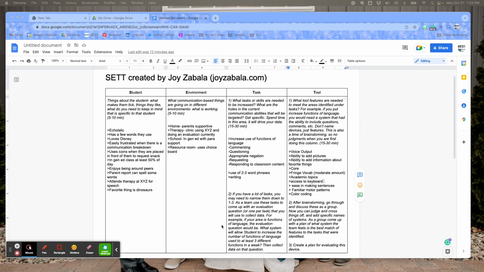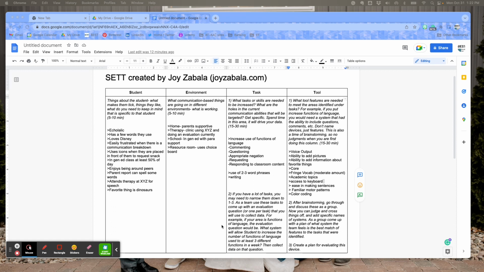And then from there, the team is going to agree on, okay, this system is the one that has the most features. So we've done what's called a feature match, the most features that the team has identified that the student needs in order to do the task that you have selected as the important thing to do. So if we are wanting to increase our functions of language, we are going to look for a system that has the ability to have lots of functions of language.